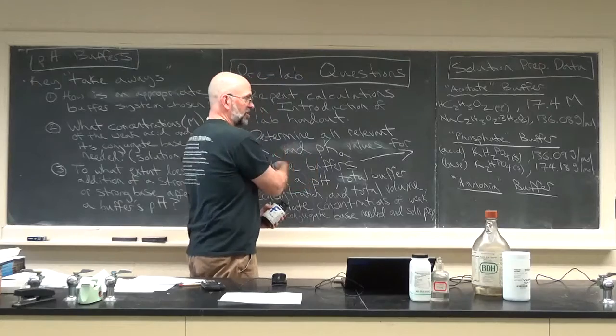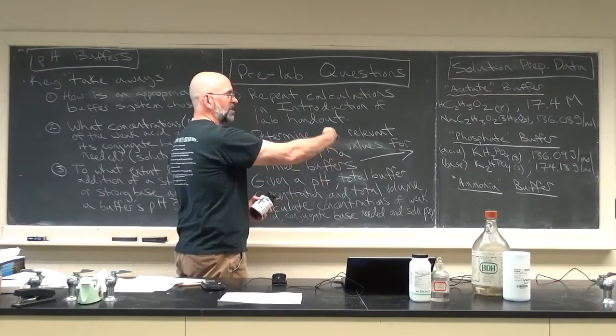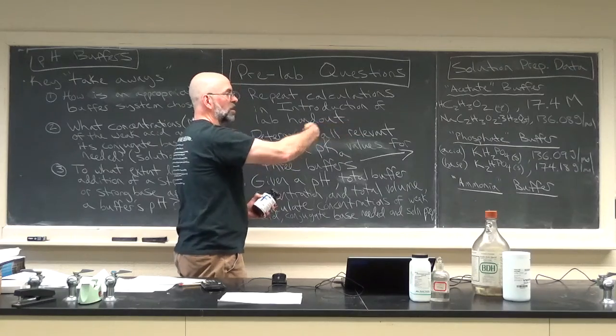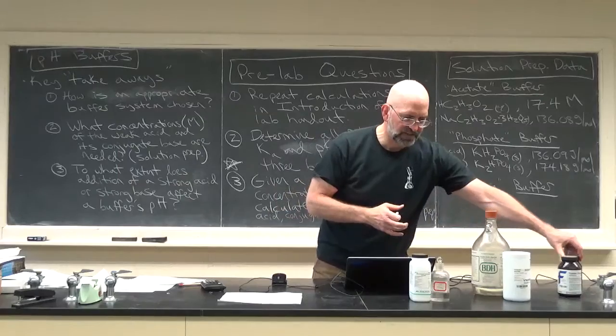So when you do the calculations over here, you'll get two molarities, one for the acid, one for the base. And there's no dilution here. You use the same solution prep calculation. So that's the phosphate buffer.